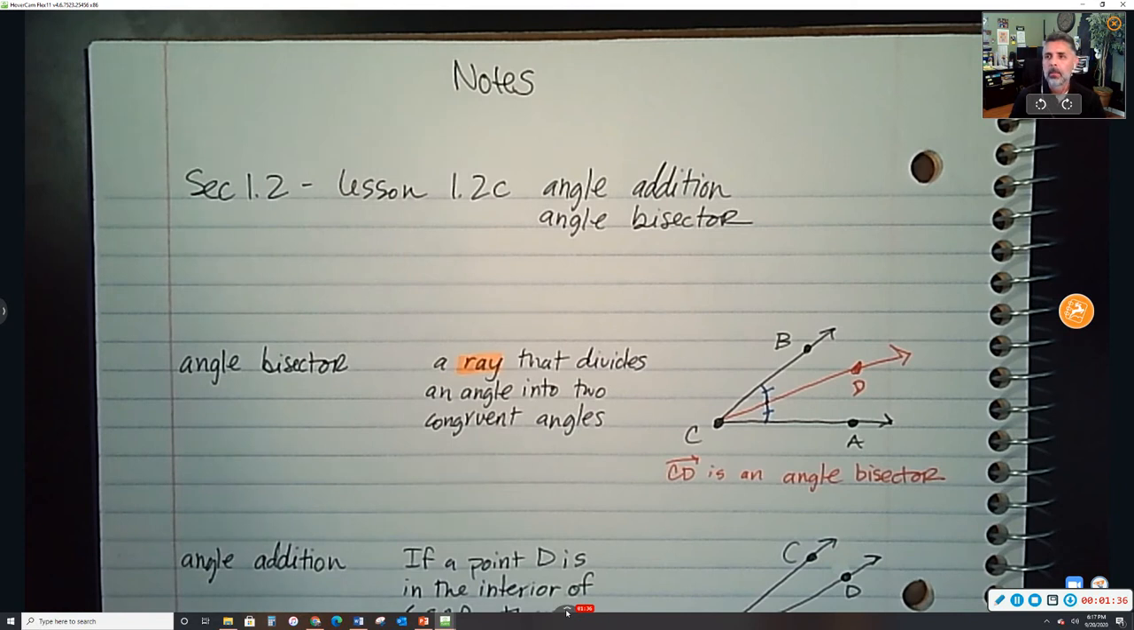When we were talking about segment addition, a segment is bisected into two equal parts by the midpoint, right? Okay, so that's angle bisector.